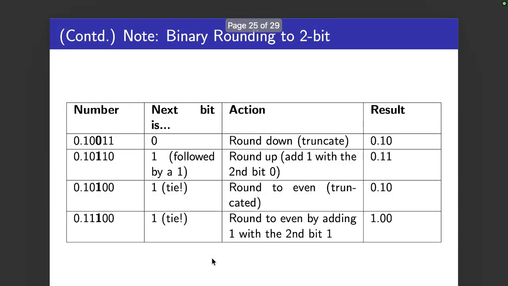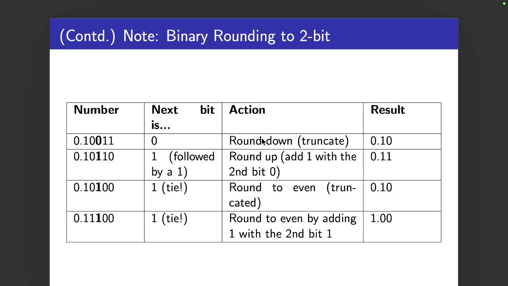Consider the following example. We want to round this binary number to 2 bits, so we want 10.10. This is the binary point, and the third bit here is 0, and the next bit is also 0.